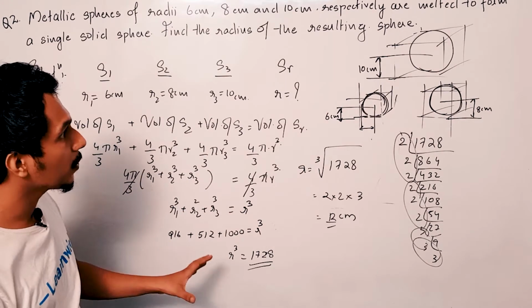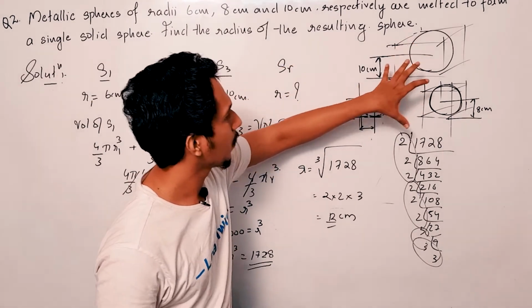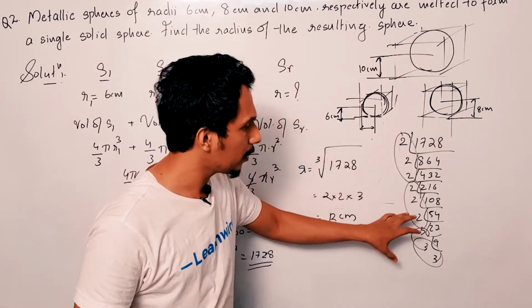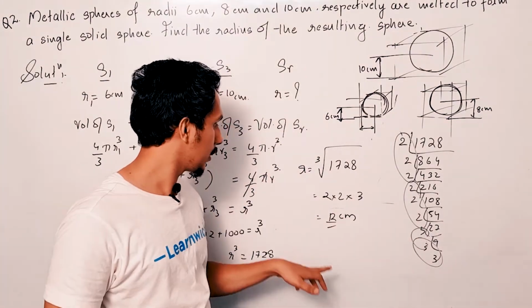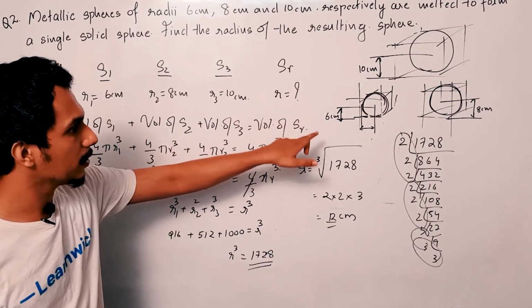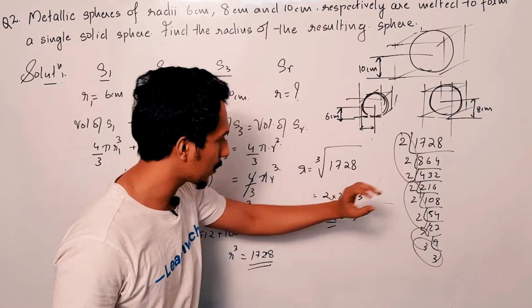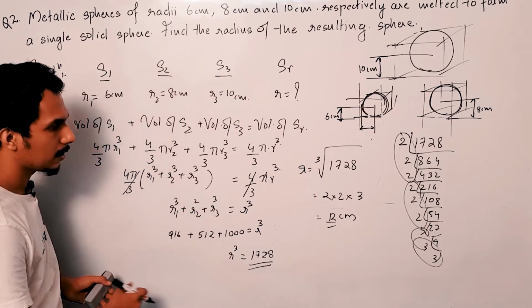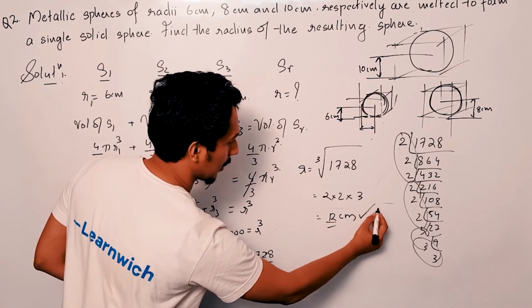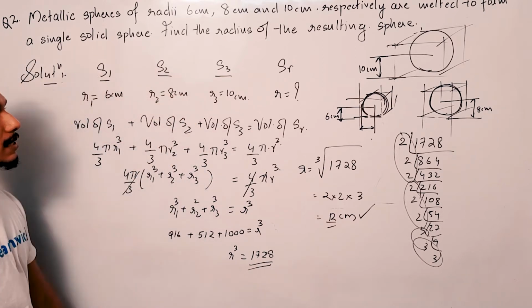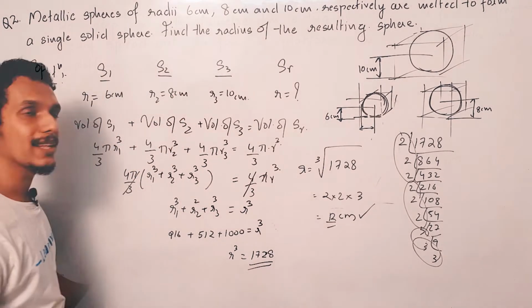Understood? What was the question? There were 3 spheres. We melted it to form a bigger sphere. We are supposed to find out the radius of that sphere, and we did that. The volume of all these spheres, small spheres, will be equal to volume of bigger sphere. Solving, you got the answer as 12 centimeter. Okay, so please note things down, and we will go to the next one then.